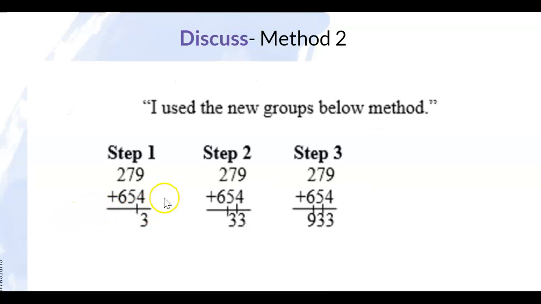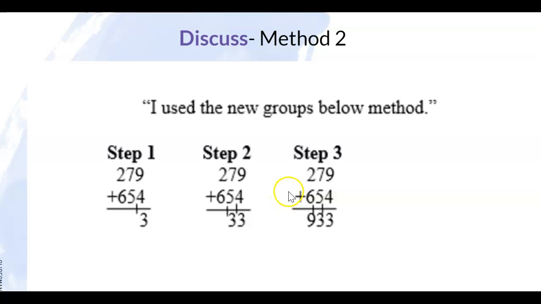So the second one here is a method that's very similar to the standard algorithm that we just looked at. But this one is basically where the new groups are listed below. Instead of with the standard algorithm, where you put your new groups at the top, with this one the new groups are at the bottom. Some of you may have done this one, but it's the same process, but instead of regrouping at the top, you regroup at the bottom. Okay, and of course you get the same answer here.